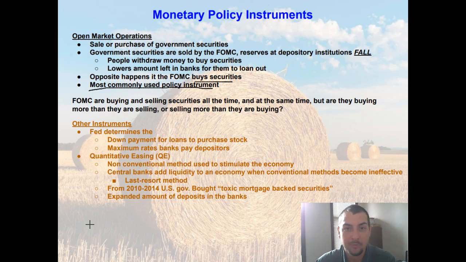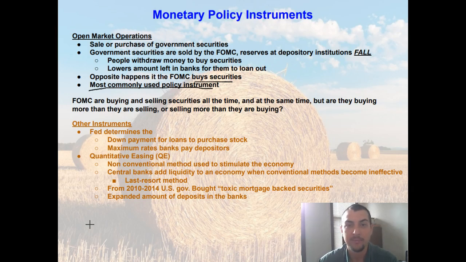Well, we've got to stop and think about it. They're actually buying and selling simultaneously all the time. The reason they do this is to keep the U.S. public from realizing that they're buying more than they're selling, or selling more than they're buying. They're doing it all at the same time to kind of keep some confusion in there for the buyers and sellers.